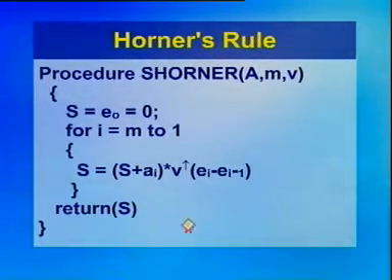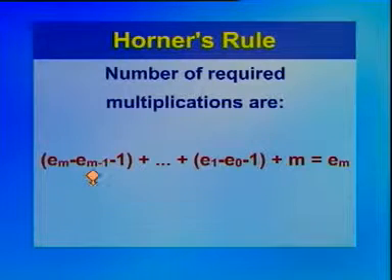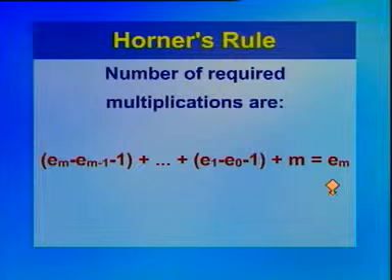Initially, sum s is equal to 0, e0 is equal to 0, and for i is equal to m to 1, s is equal to s plus ai into v to the power of ei minus 1. Return S. Now, if you observe this algorithm, we have a total number of multiplications em minus 1 plus so on e1 minus e0 minus 1 plus m, that is approximately equal to em. Hence, if we adopt Horner's rule, we can reduce time complexity to be linear in its degree.